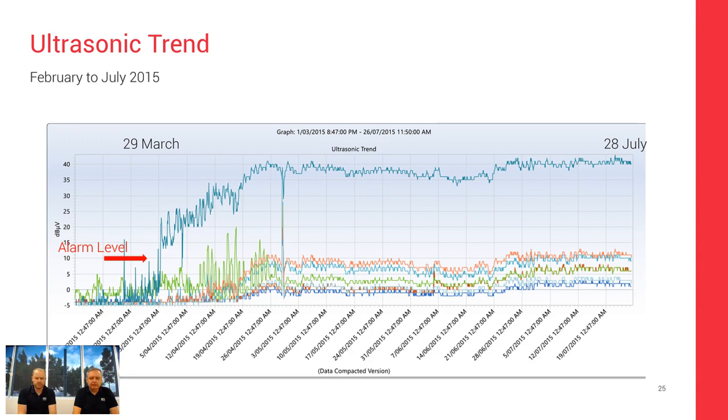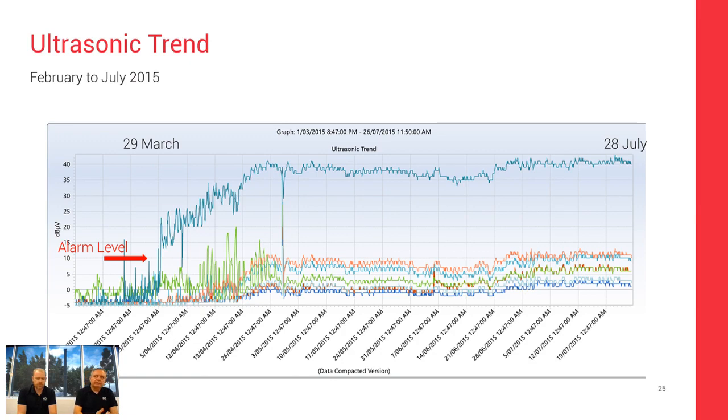So the ultrasonic alarm level has been breached, if we'd had the alarm level instigated and communications enabled. That's then gone up. So by the middle of April, May, we've got a pretty high, steady level of about 40 decibels of ultrasonic. And it stays there until the 28th of July, pretty flat. So you don't often get an upward trend. Trending ultrasonic is actually a difficult thing to do. By the 28th of July, 3 or 4 months later, we've got a disruptive failure.